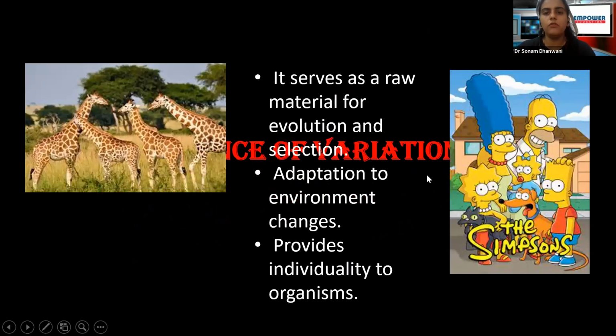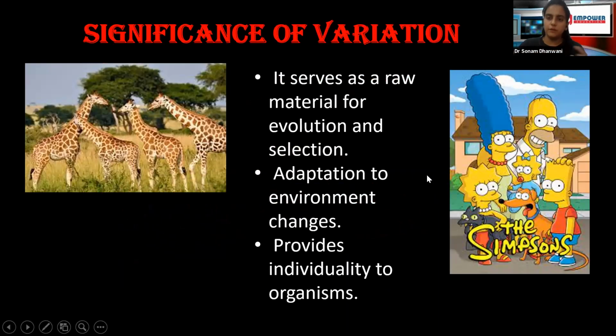Okay. Now what is the significance of variation? अब ये जो mutation, variation या ये जो changes हो रहे हैं इसका significance क्या है? ये क्यों हो रहा है? और अगर हो रहा है तो how is it helping us?